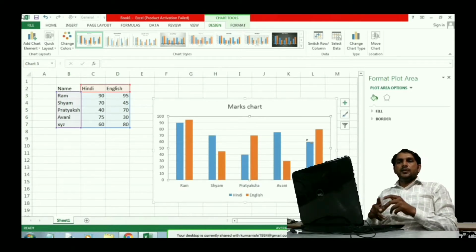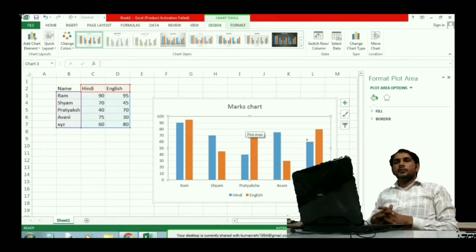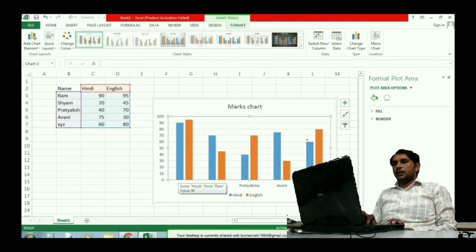I have taken an example of the column chart. In the same way as we have inserted a column chart, it is just used to compare values. Here we can compare marks of Ram or any student in different subjects. For example, Ram got 90 marks in Hindi, and look at the orange data series here, Ram got 95. This is the top portion between 100 and 90.